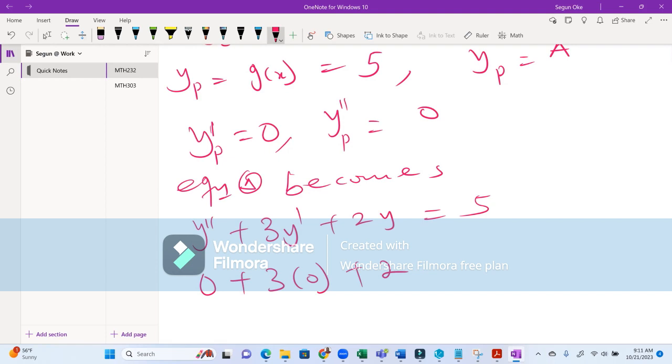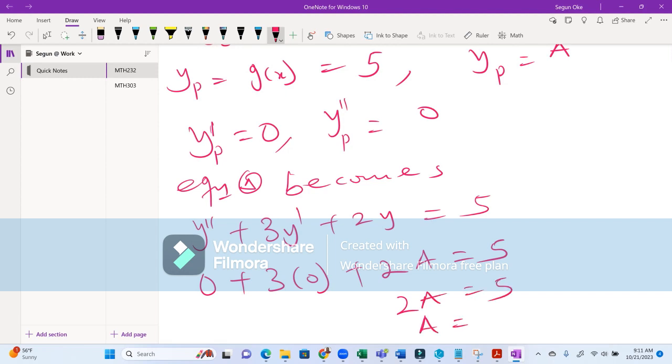Remember, 2y is the same thing as A. The y there is referring to A because it's yp, which is y. Substitute A there. We now put our A here, equals 5. Then we have everything here is 0 plus 2A equals 5.